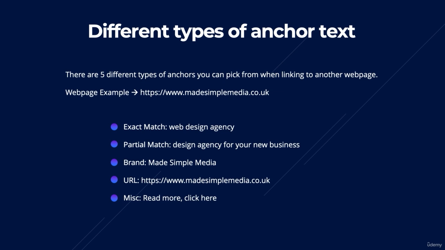The fourth anchor type is what we call a naked URL. So they will literally go into the context and paste in your URL and then make the whole URL the anchor text. The last type of anchor text is what we call miscellaneous. So this is when a website will link to your website using generic text such as read more, click here. But that is essentially the main 5 types of anchor text you can use when linking out to another website.